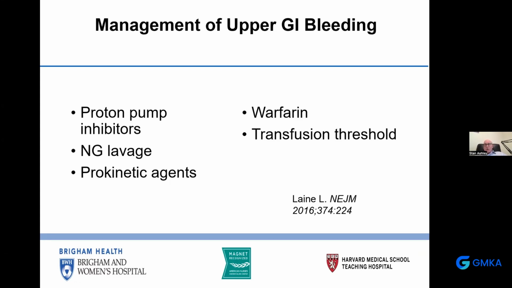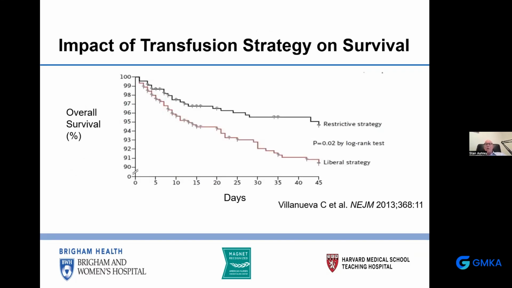As far as reversing antithrombotics, there's pretty good data that if the patient's INR is in the range of 1.3 to 1.6, there's no need to reverse things. We do just as well controlling things endoscopically. And then there's good data that a low threshold for transfusion is associated with better outcomes. This is a trial from the New England Journal that suggests a restrictive strategy, transfusing only for hemoglobins less than 7, was associated actually with better outcomes.